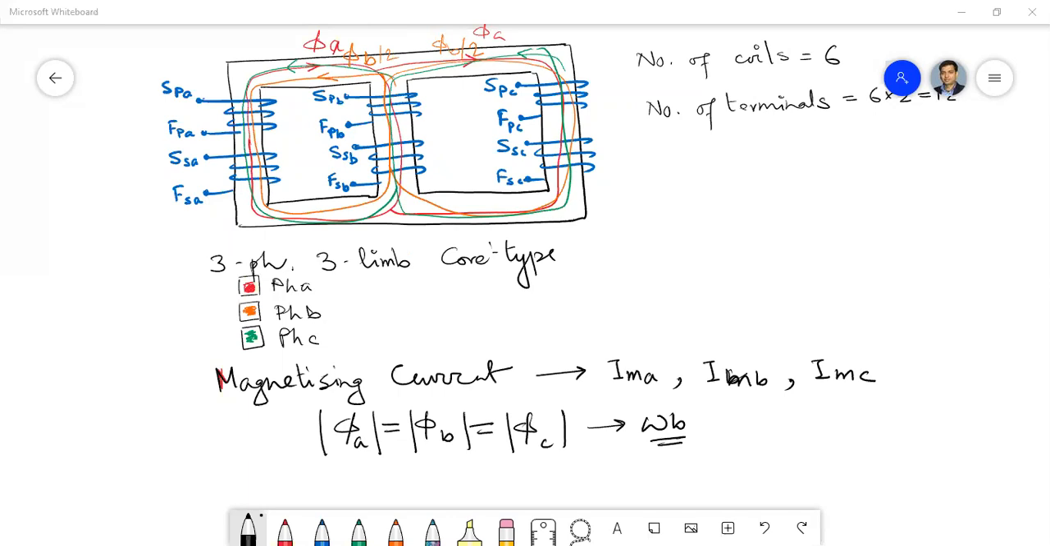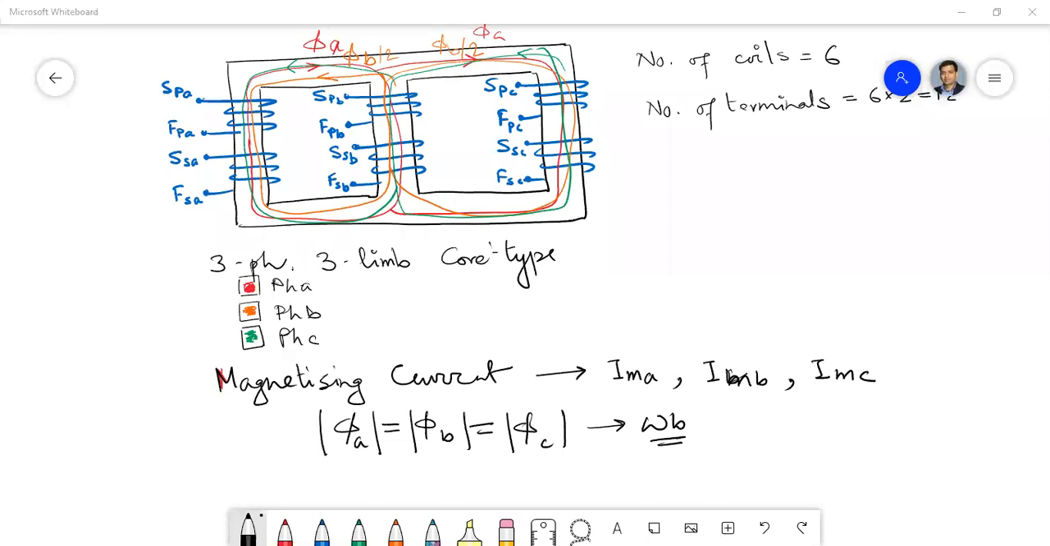Shaurin, yes sir. So magnetizing current same হবে, তাই তো? For all these three phases, you are saying that magnetizing current will be same. Okay.